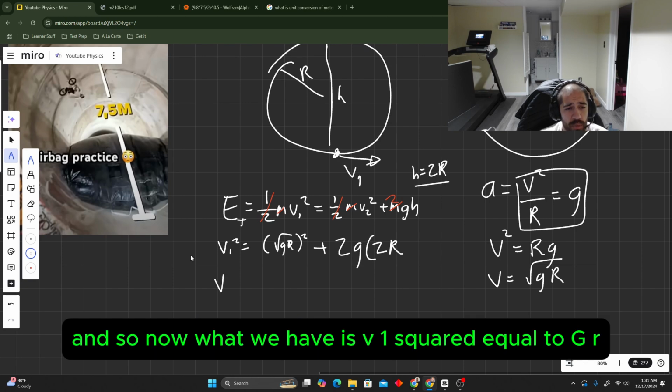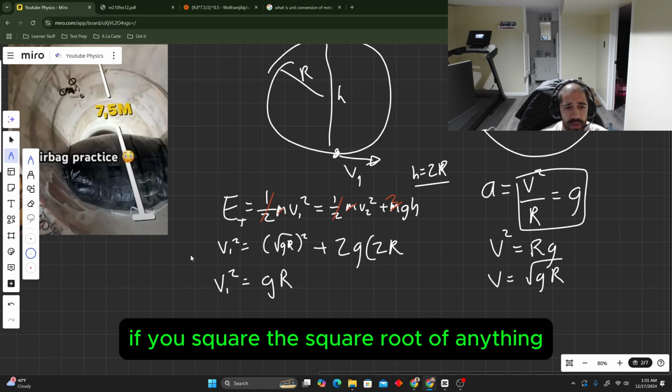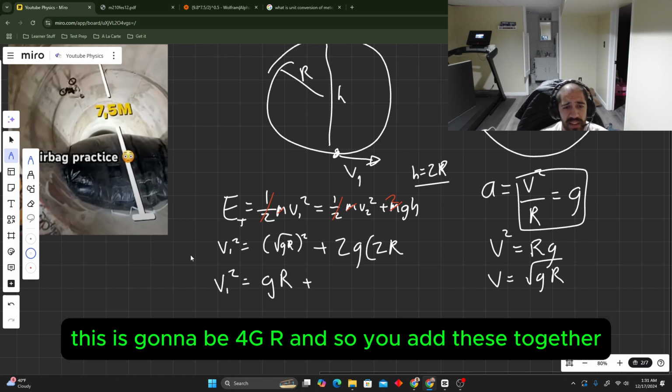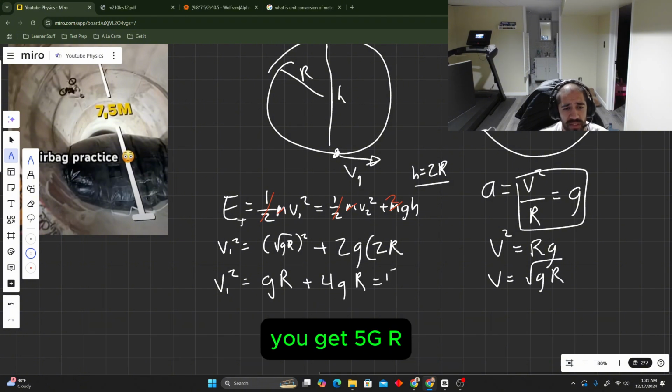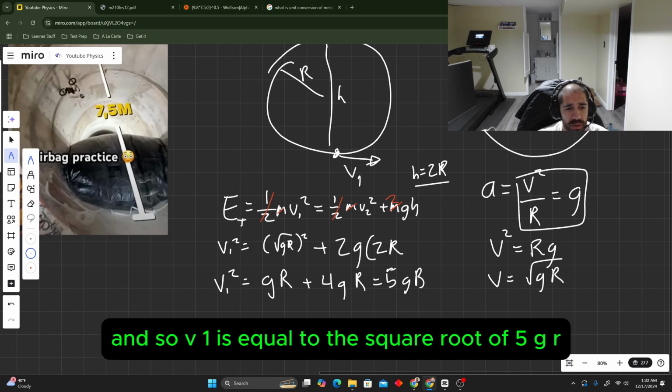Okay, and so now what we have is v1 squared is equal to gr. If you square the square root of anything, you just get the same thing back. Then this is going to be 4gr. And so you add these together, you get 5gr. And so v1 is equal to the square root of 5gr.